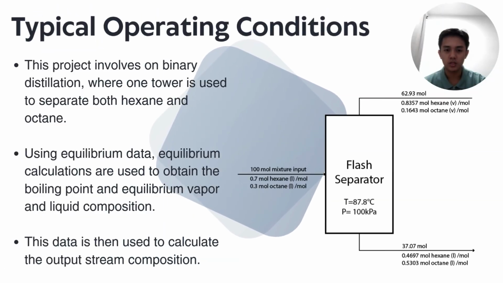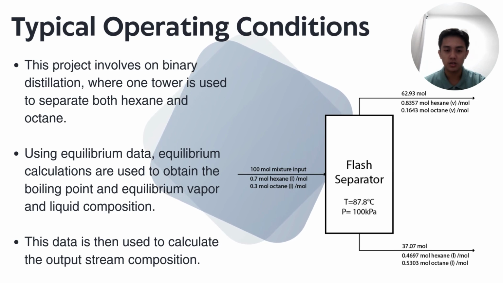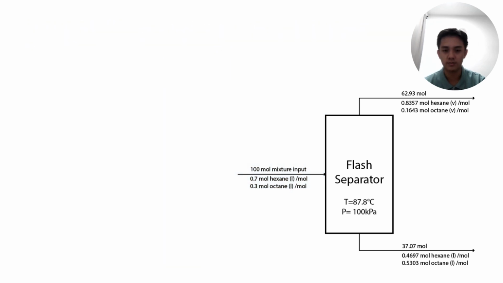Moving on, this project involves binary distillation, where only one tower is used to separate both hexane and octane as shown in the process diagram. Using equilibrium data, equilibrium calculations are used to obtain the boiling point and equilibrium vapor and liquid composition, which is then used to calculate the output stream composition.